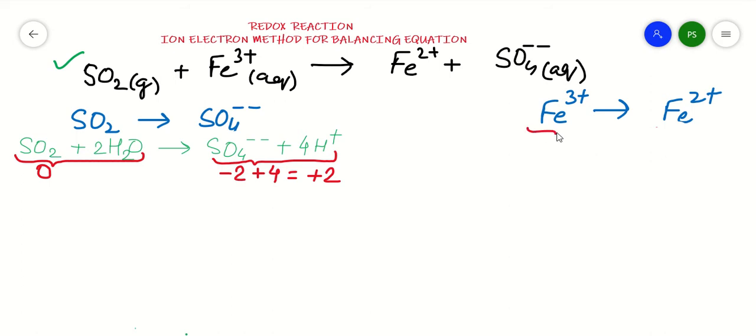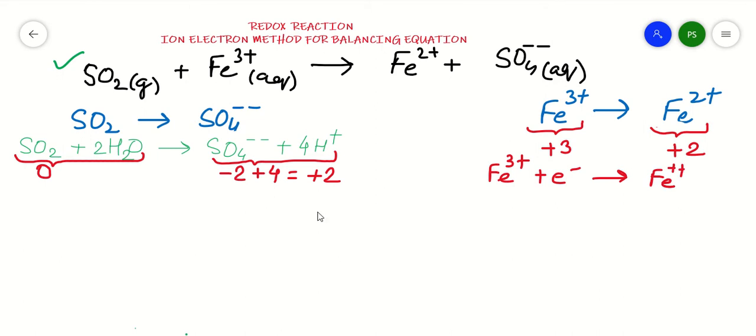In the iron equation, the net charge on the left hand side is plus 3 and the net charge on the right hand side is plus 2. Now the next thing is we need to balance charge. How to balance? Wherever the charge is more, on that side we add electrons. Here the left side has one charge more than the right hand side. So I take this equation, Fe3 positive charge, and add 1 electron on the left hand side, and the right hand side remains the same.